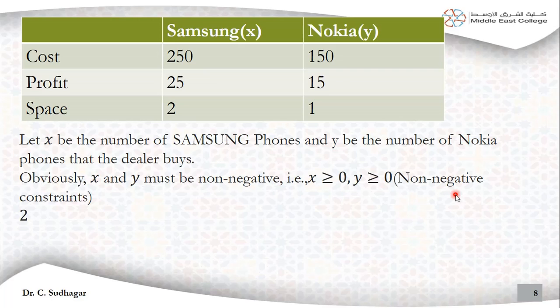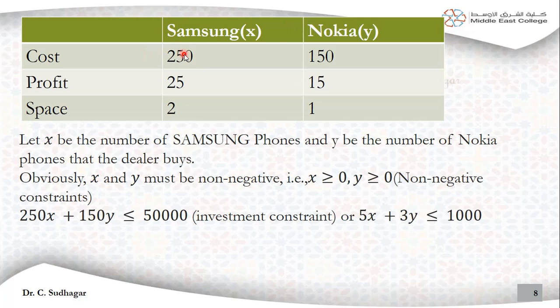Next, let us come to the cost. If you are buying X Samsung phones, we have to spend 250 into X. One Samsung phone is 250 real, and two Samsung phones means 250 into 2. Similarly, one Nokia phone is 150 real, two phones is 150 into 2, so if you are buying Y phones, it is 150 into Y. So if he is buying X Samsung phones and Y Nokia phones, it is 250 into X plus 150 into Y.